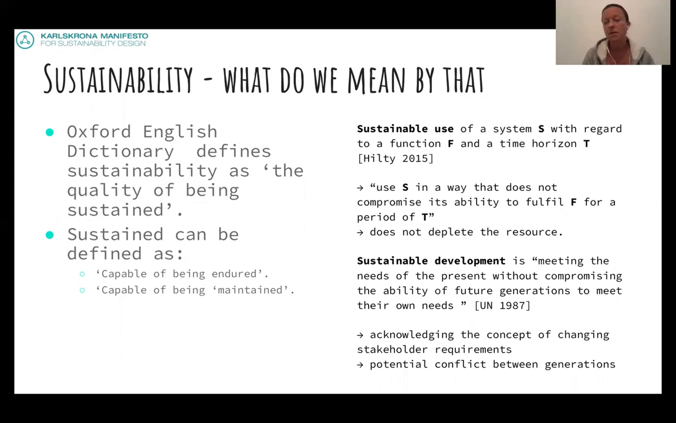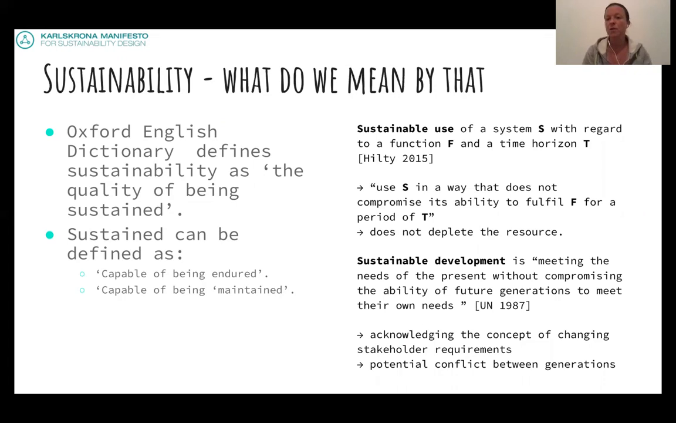And the other definition we have is the differentiation between sustainable use and sustainable development. So sustainable use of a system S with regard to function F and a time horizon T means that we use the system S in a way that does not compromise its ability to fulfill a function F for a period of time T. It doesn't deplete the resource.